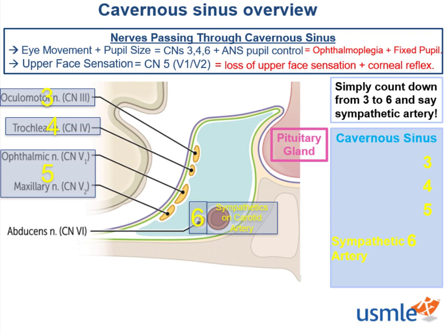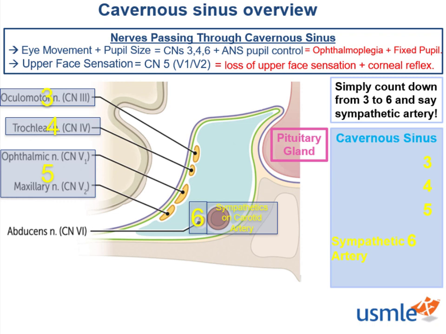Importantly, you can see that unlike cranial nerves 3, 4, and 5, which are on the lateral border of the cavernous sinus, cranial nerve 6 sticks, see what I did there? Cranial nerve 6 sticks on the carotid artery in the medial aspect of the cavernous sinus. This anatomy will be critical as we go forward.